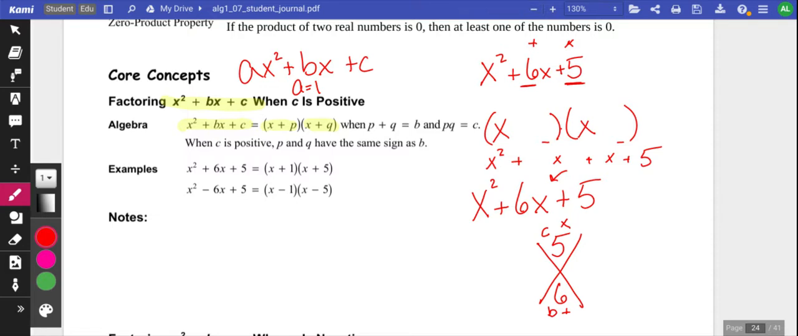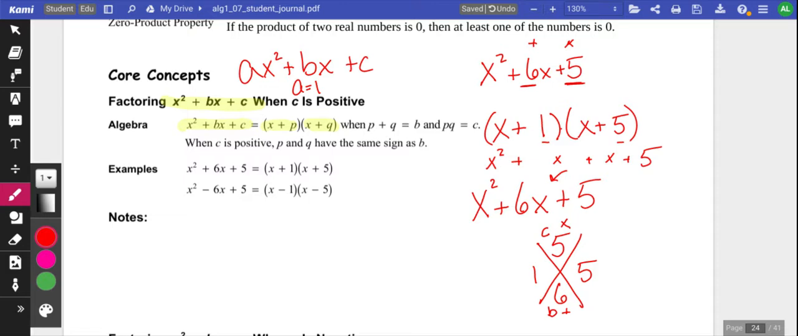I've got 2 and 3, and I've got 1 and 5. Okay, well, 2 and 3 don't add up to 6, but 1 and 5 do. If I multiply 1 and 5, they multiply to 5. And 1 plus 5 is equal to 6. So I know my two numbers here in this binomial are 1 and 5.